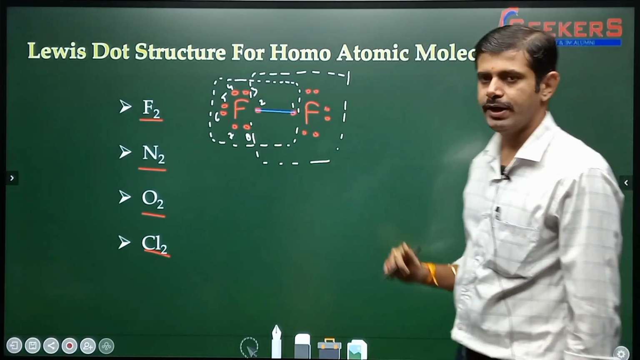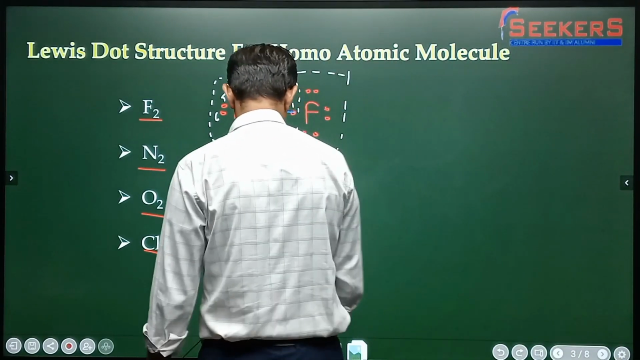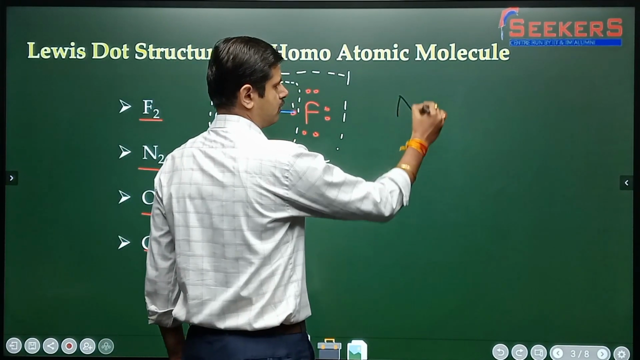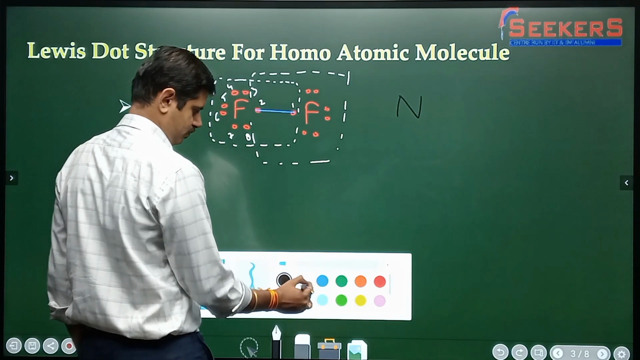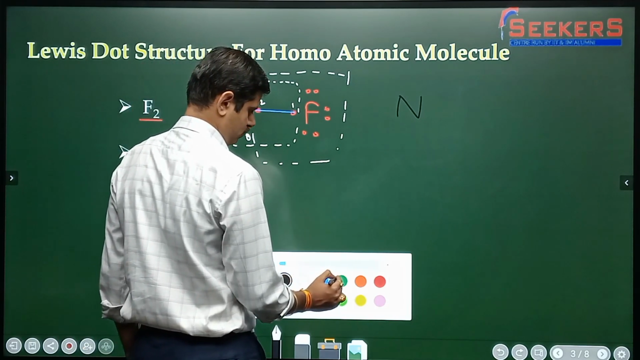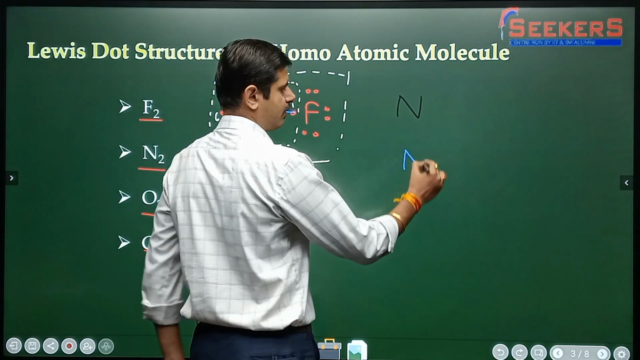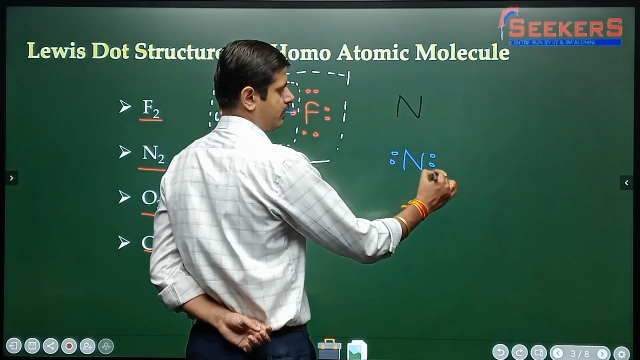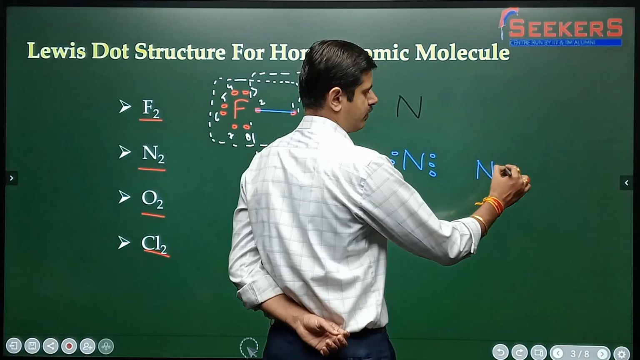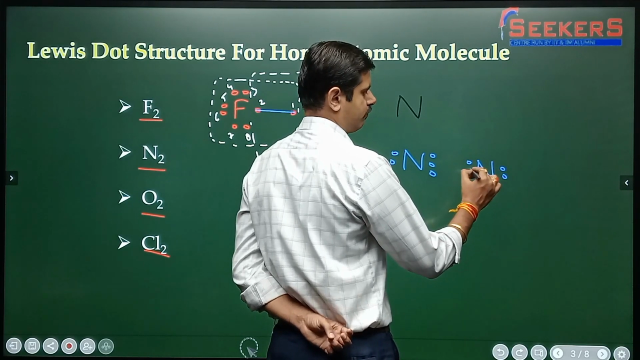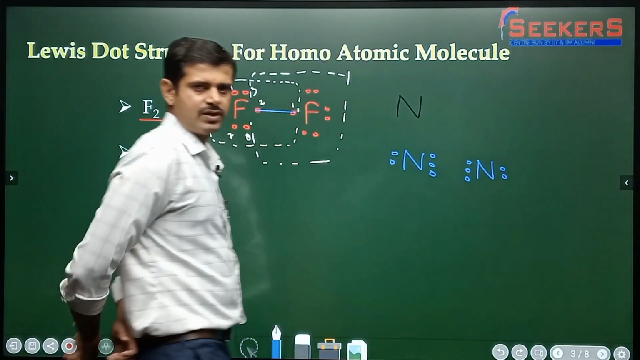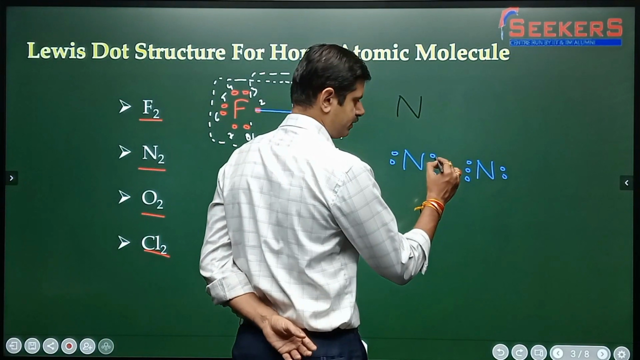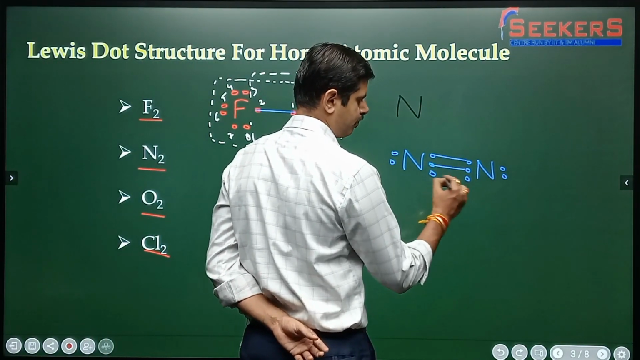Now, when it comes to N2, nitrogen, we know nitrogen has 5 electrons. So it is 1, 2, 3, 4, 5. Another nitrogen also has 1, 2, 3, 4, 5. Is it clear? Now what happens here? See how many bonds will be formed. In between these, 3 bonds will be formed.